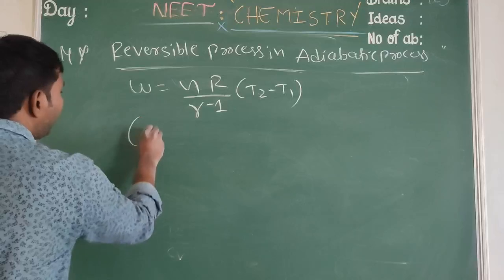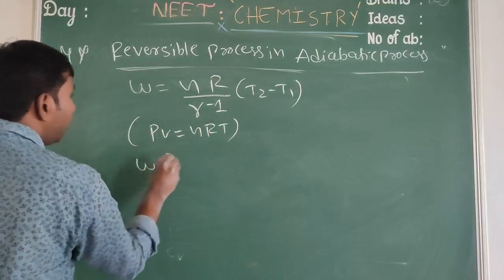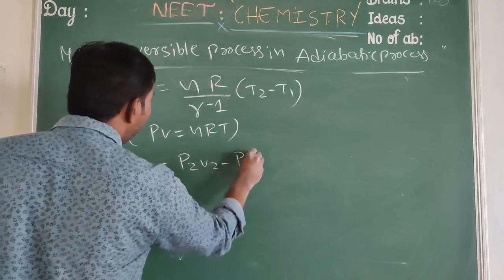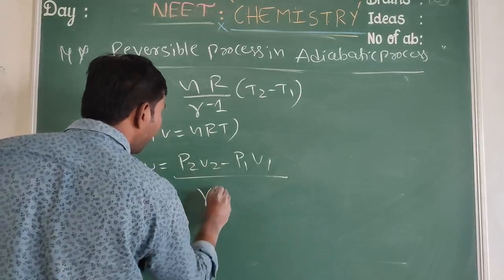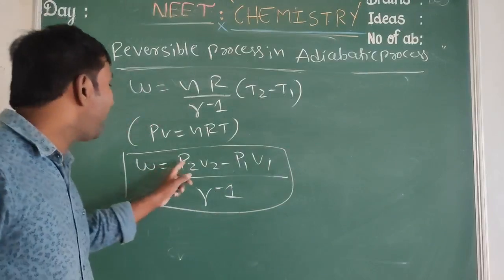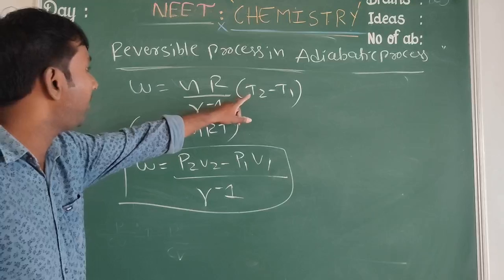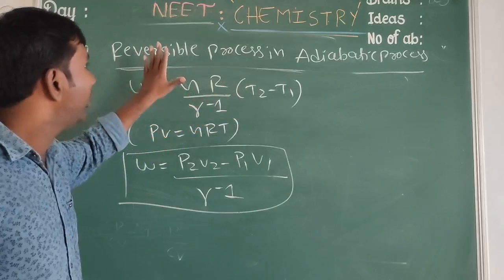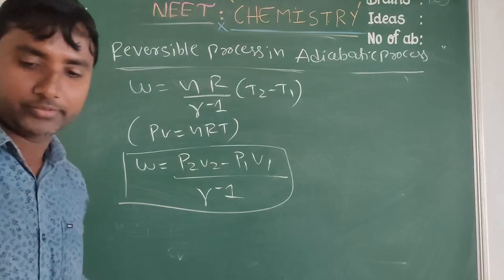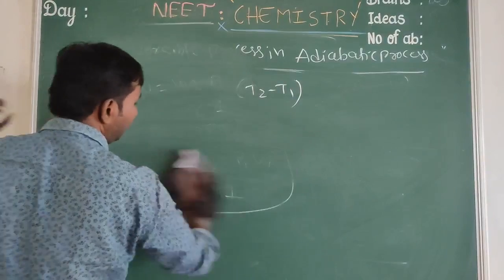Already we know the ideal gas equation PV equal to nRT. That's why W equal to P2 V2 minus P1 V1 by gamma minus 1. Okay, in the form of pressure and volume, this is the formula. Here, in the form of temperature, this is the formula. So this is the work for the reversible adiabatic process. Right. Next one.